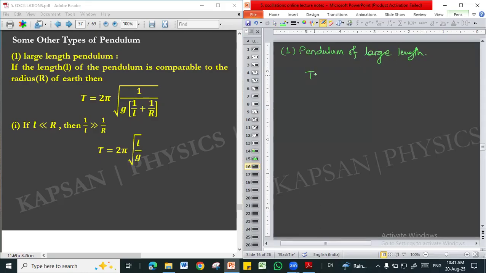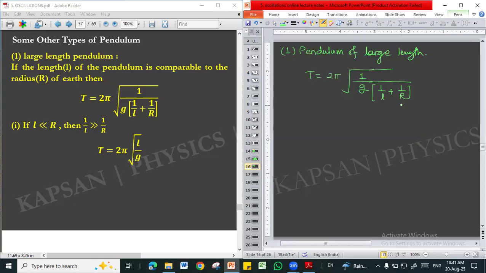So, time period T is equal to 2 pi into root of, don't write L upon g. First write 1 upon g. Now, in the bracket, you can write 1 upon L. Now, you can check. Up to this, there is no change in our formula. This is basically L upon g only. Nothing different. But in this 1 upon L, you have to add this 1 upon R.